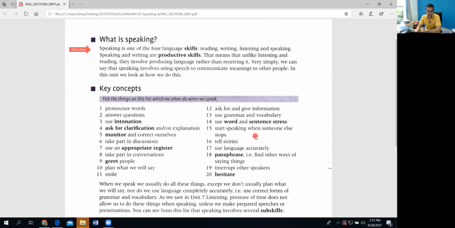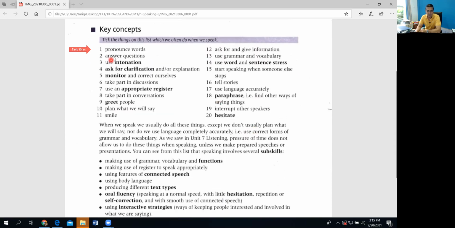Right, so key concept. Tick the things on the list which we often do when we speak. So take a minute and go through these 20 things they have mentioned, and just see what are the things which we often do when we speak. Can you go through that and let me know if there is something which we do not do? Take a minute.